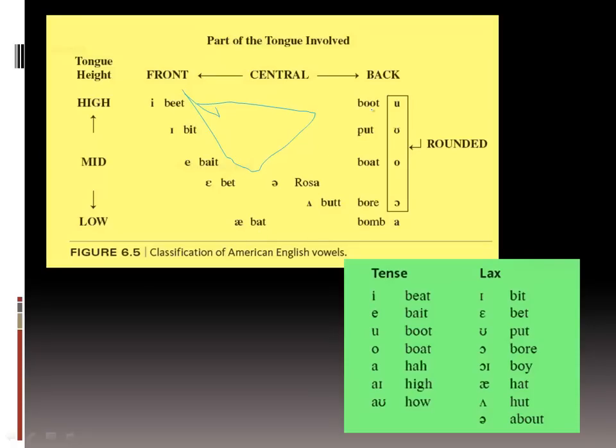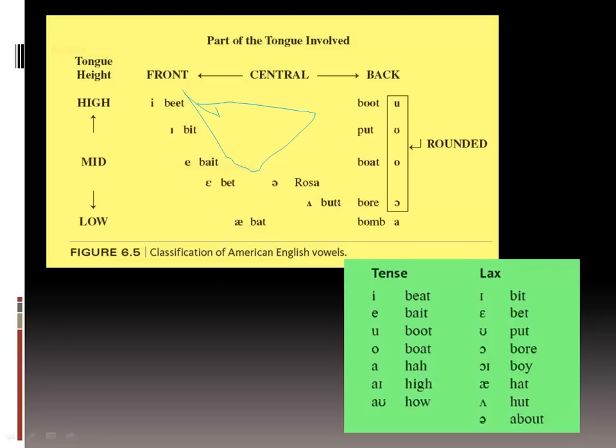To the back, you have "boot," long U. It's a small letter U. Boot. Way back, "put." "Boat." "Bore." "Bomb." Remember, your jaw drops. Bomb. And the things in this rectangular shaped box, they're all round. The lips are rounded when you make these sounds. Try "boot." Your lips are rounded, right? Pursed. Put. Boat. Bore.